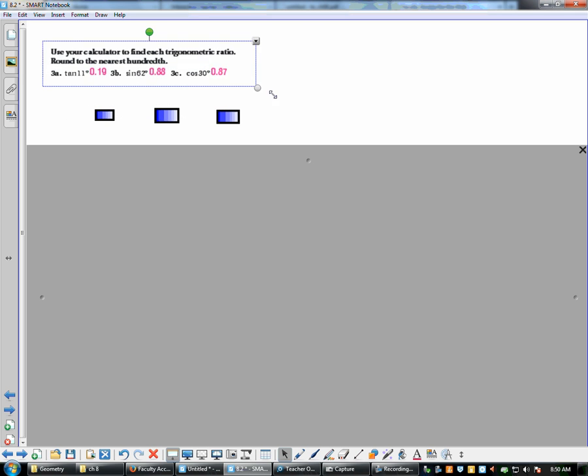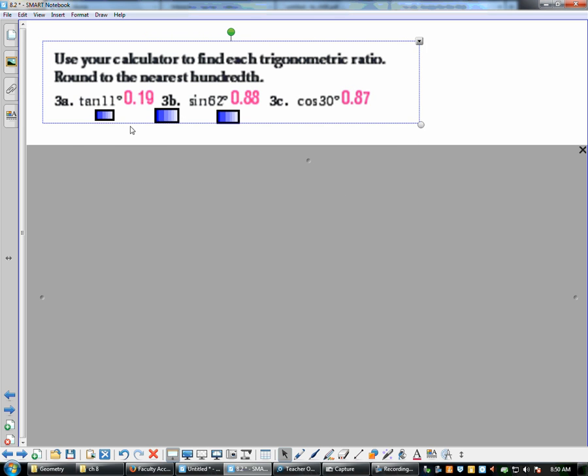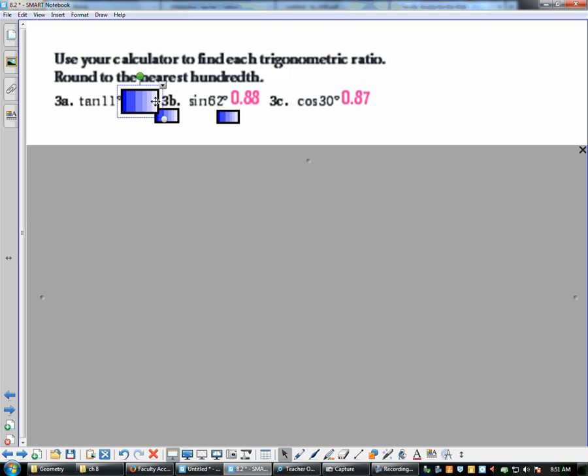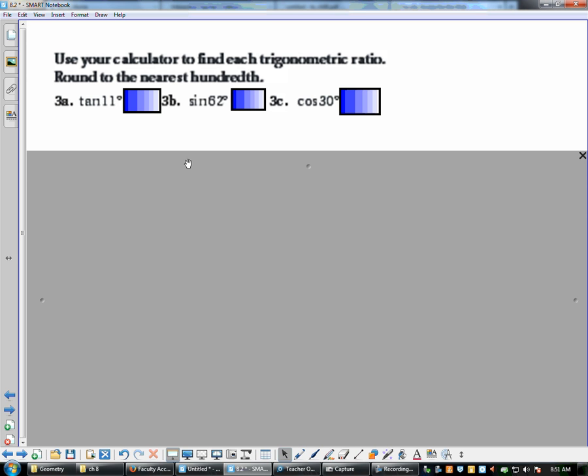The reason you were asked to get a scientific calculator for this class, one of the reasons, is for this lesson today, because you will need to be able to find sine, cosine, and tangent on your calculator. Can you locate those buttons? Okay, let's do a little check. Can you do tangent of 11 degrees on your calculator?